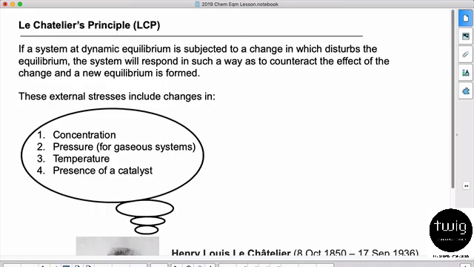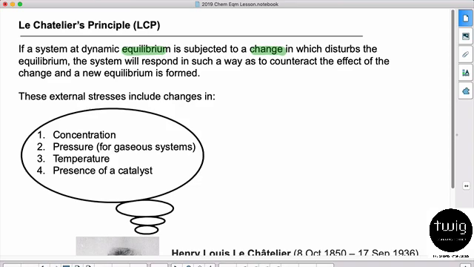Okay, please memorize the LCP principle. If a system at dynamic equilibrium is subjected to a change, the first thing is the system is already at equilibrium. And then you subject it to a change. The change can come in 4 forms. You can change the concentration of the reactant or product. You can change the pressure of the system. You can change the temperature, or you can even add a catalyst.